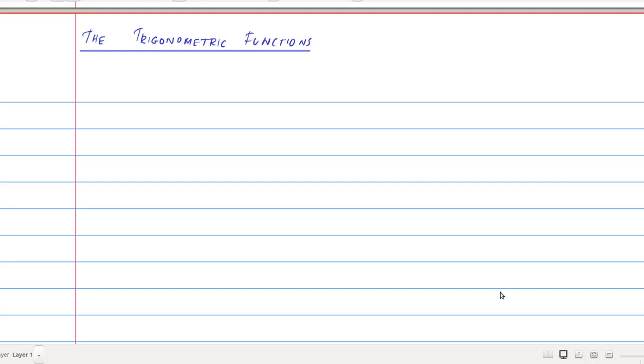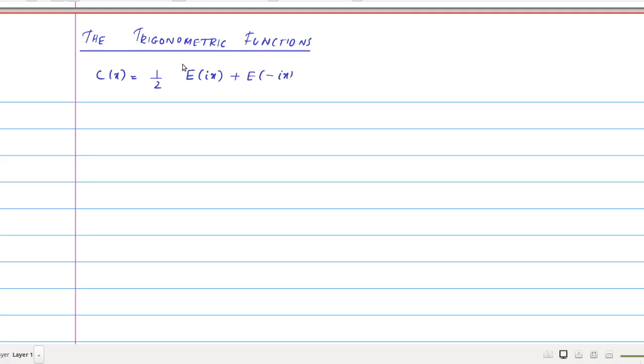Today we discuss the classical definition of circular functions or trigonometric functions, sine and cosine. Using the power series E of x, we start by defining a function c of x first. This c of x is defined as half times e of ix plus e of minus ix.